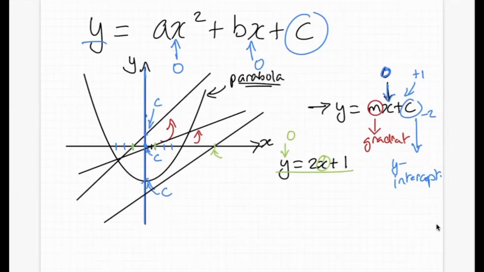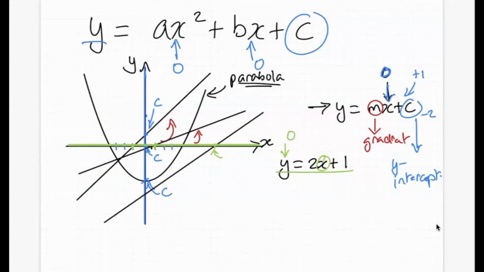Because when the graph crosses the x-axis, the value of y on that line is 0. If you think about it, the y-axis goes vertically, right? So this is y equals 1, y equals 2, 3, etc. And this will be y equals -1, -2, -3, etc. So y equals 0 is the x-axis, the horizontal line smack bang across the middle.